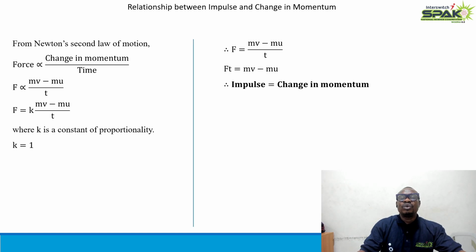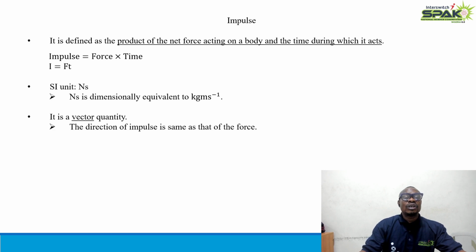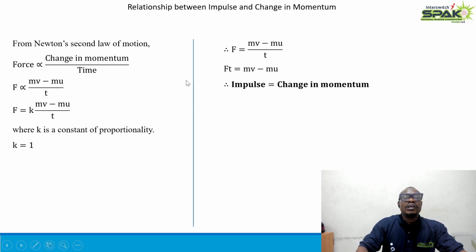So let's see some other things which we can deduce from Newton's second law of motion. Force is proportional to the rate of change in momentum with time. This is the change in momentum, final momentum minus the initial momentum. Where K is a constant of proportionality, which is equal to 1, we now have F equals MV minus MU all over T. So when you cross multiply, we now have Ft equals MV minus MU.